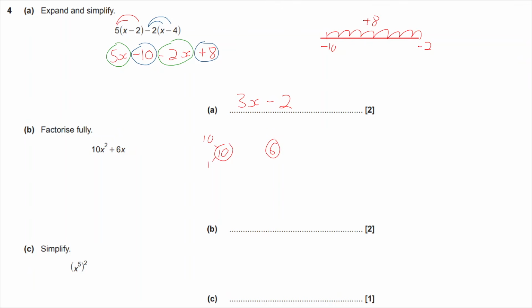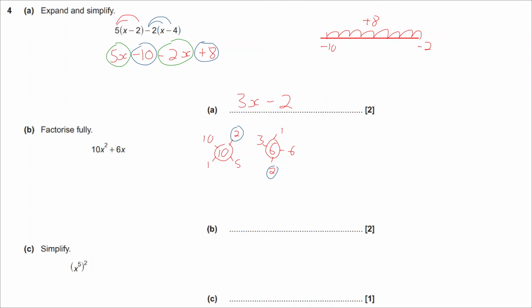So you can do 10 times 1, and you can do 2 times 5. For the 6, you can do 1 times 6, and you can also do 2 times 3. Now, the biggest factor here, because when you factorize, you want to put it into brackets, so you can take out a 2, which is a factor of both 10 and 6, and is the biggest factor. So we're going to be taking out a 2.